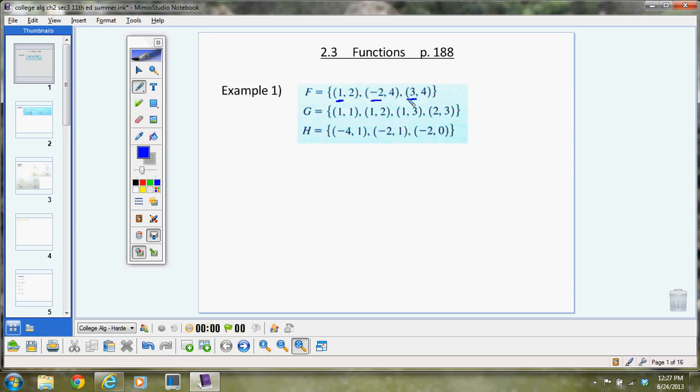So our x's are 1, -2, and 3. There's no repeat, so those are a function. So f would be a function.